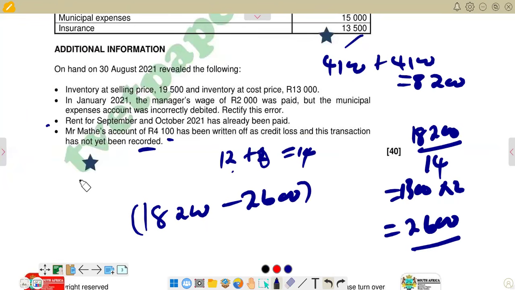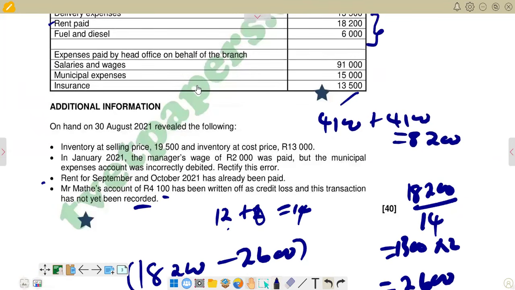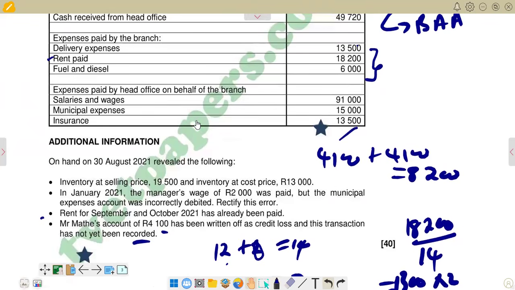On the next transaction, let's go to the list of balances to check our next transaction. If you come here, you'd see that after rent, we've got fuel and diesel, which is 6,000. Then we check if there's anything to do with the fuel and diesel in the additional information. We see that there's nothing, so you're going to enter it as 6,000.